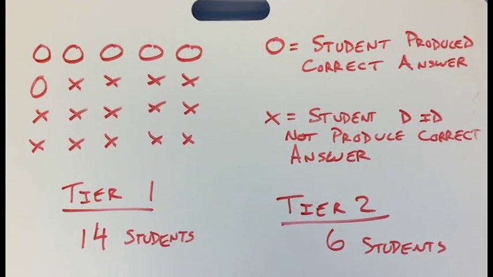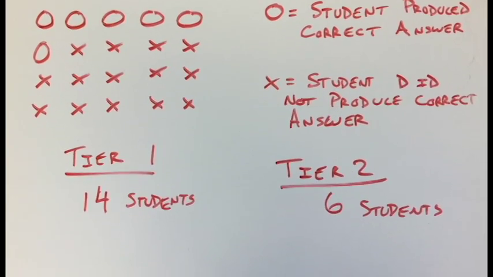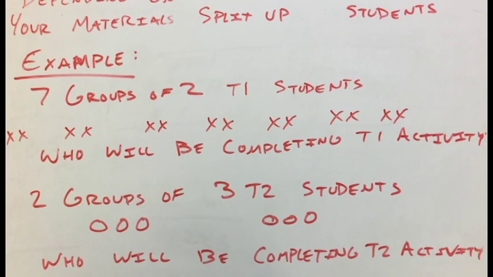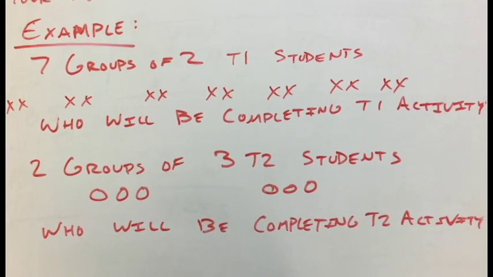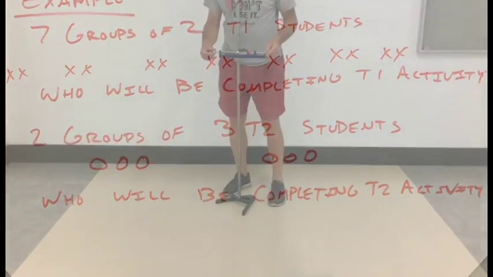After everyone has completed the formative assessment and received a post-it note, the class will divide into their 2 groups. Students working on the Tier 1 activity will gather together and separate into smaller groups or partnerships. Students working on the Tier 2 activity will do the same in another part of the room.